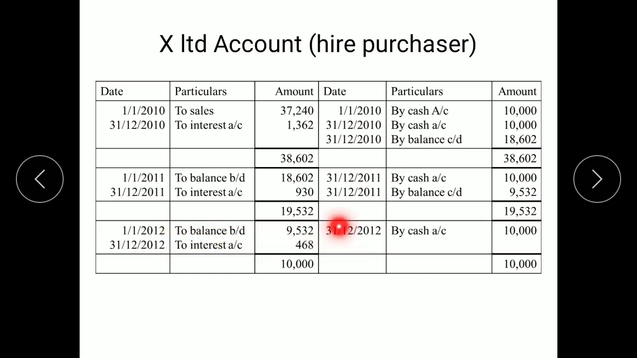So in the third year 9,532 will be brought down. To that again interest of 468 has to be received. So total payment to be received 10,000, and in the third year installment amount paid is 10,000. So total payment is received by the end of third year.